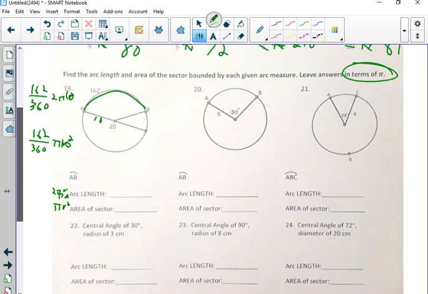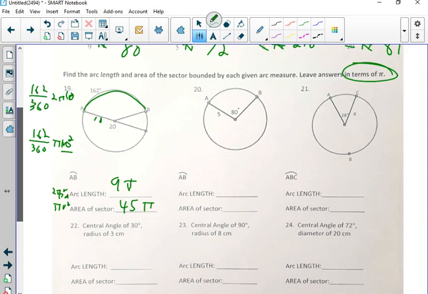So on the first one, you got 2 times 10, which is 20, times 162 over 360. If you multiply that out, you actually end up with 9 pi. And here you have 10 squared, which is 100, times 162, divided by 360. You end up with a nice whole number, 45 pi.